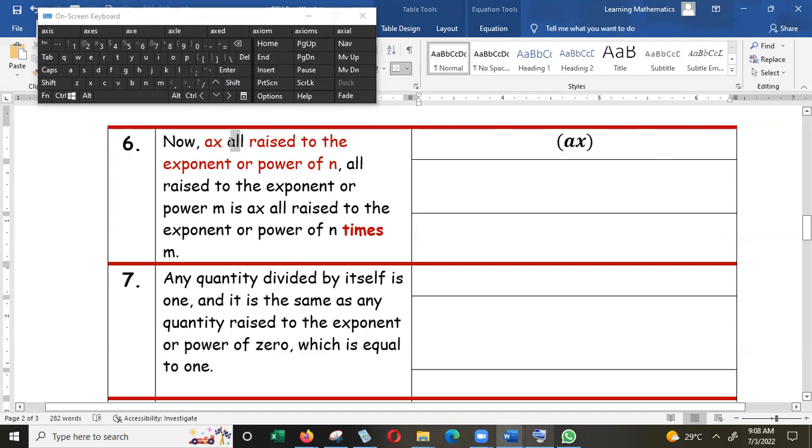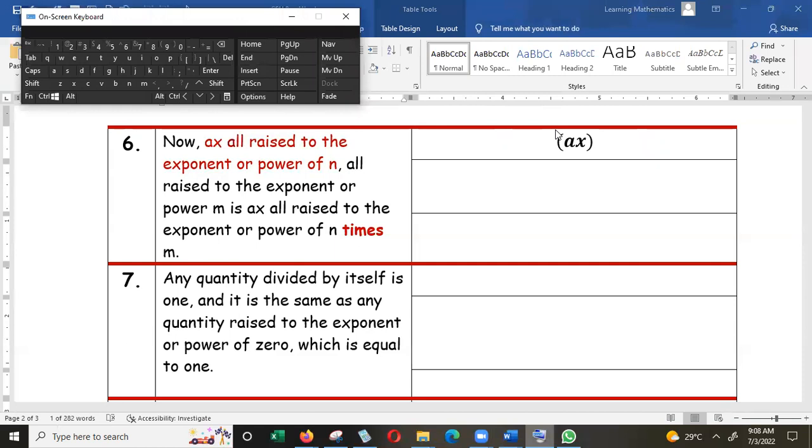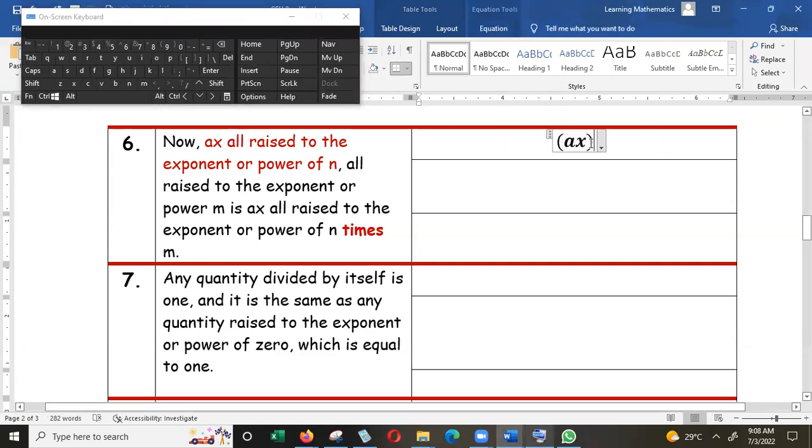So we can even highlight the word all as an important word in mathematics. All, we enclose in a bracket, normally called the mathematical basket. You put all of them in the basket. All has to go in the bracket. So you see the similarities with the English language. All raised to the power of n. So both the a and the x are being raised to the power of n.